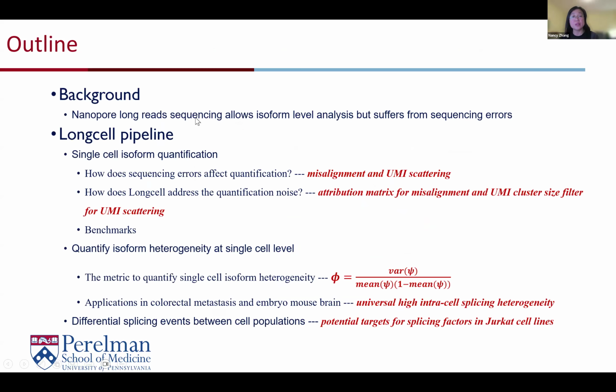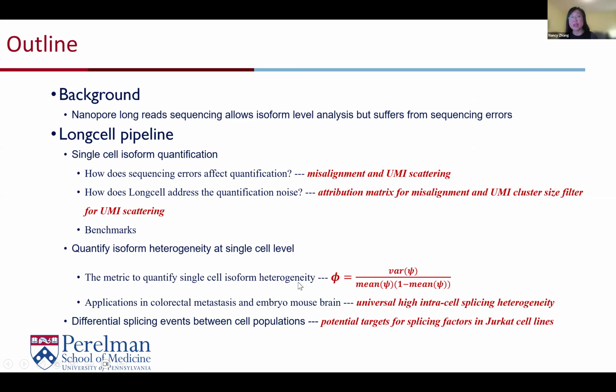Okay, so the take-home message is that we have this pipeline for correcting mistakes in the UMI scattering, as well as harnessing the UMI to correct for misalignment, truncation and other issues in single-cell long-read sequencing. And that allows us to have better isoform quantification at a single cell level.